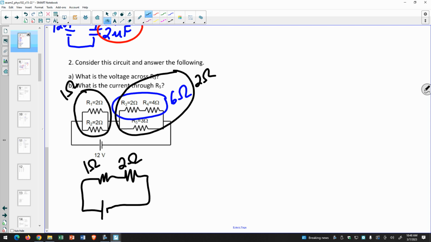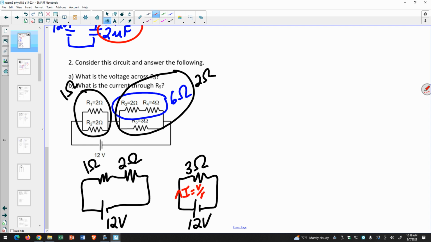So I have a 1 and a 2 ohm with 12 volts. Then those combine to give me a 3 ohm with 12 volts. And now I can start stepping back. That means that my current is V over R, 12 over 3, or 4 amps. That means I have 4 amps going through both of those resistors, but V is equal to I times R. So that means I have 4 volts and 8 volts, which jives with what I think it should be, right?